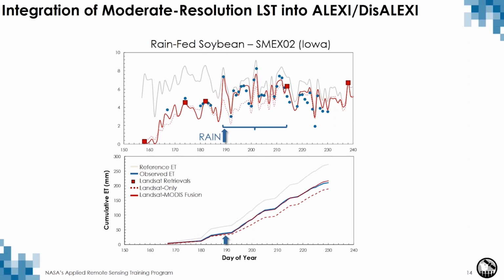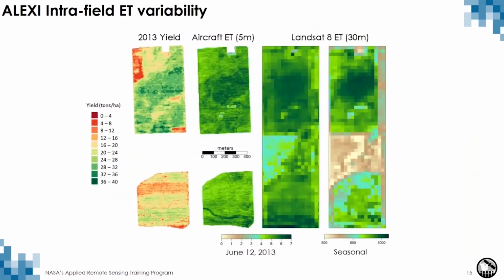And the real take home message on the bottom plot, with the solid red and the solid blue line, is that our data fusion method matched observations much closer than if we had just only used Landsat. So it really shows the power of this integration of moderate resolution LST, or land surface temperature, into the modeling system to get at some of these changes in evapotranspiration in between Landsat overpass days.